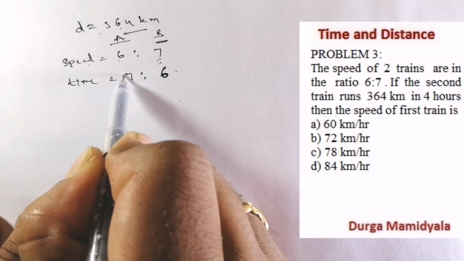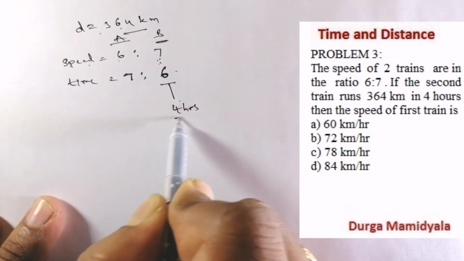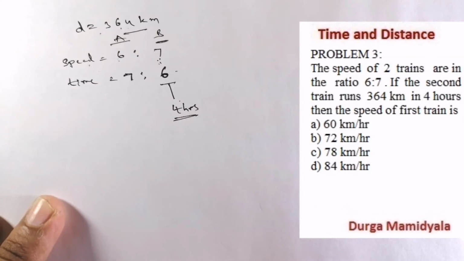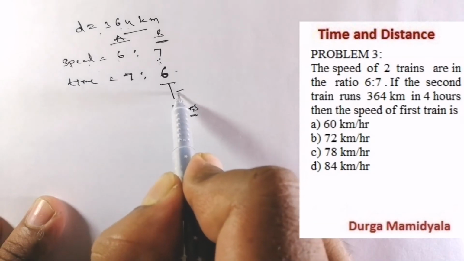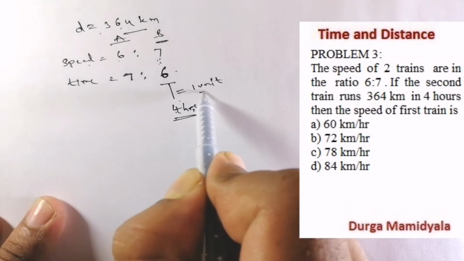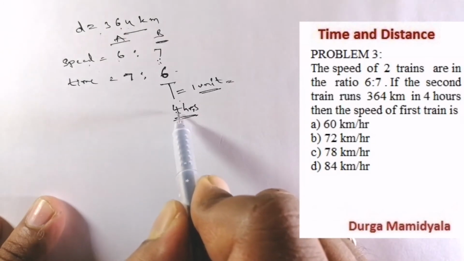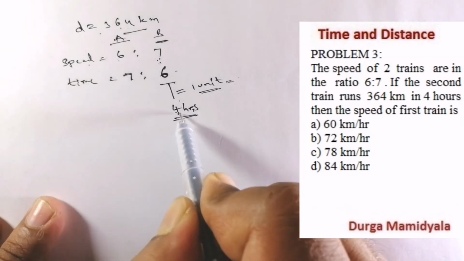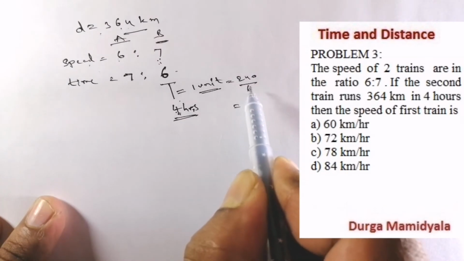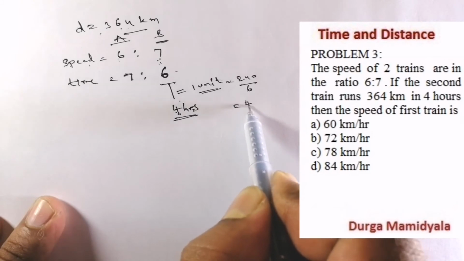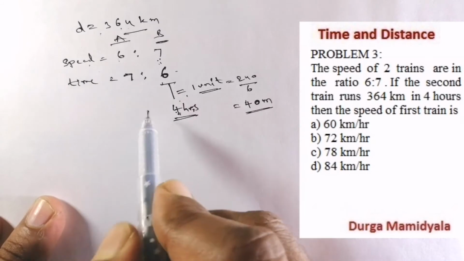because speed is inversely proportional to time. So 7:6. But we are already given what time B is going to take. It is going to take 4 hours. So we have to calculate the value of 1 unit. If we convert it to minutes, that is 4 into 60, which is 240, divided by 6. 240 by 6, we get 40 minutes. So 1 unit is equal to 40 minutes.